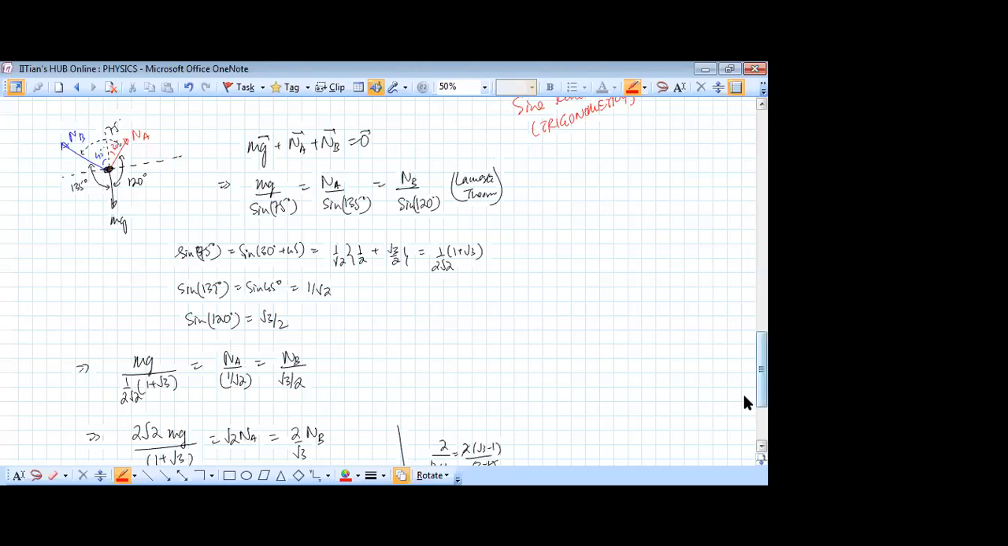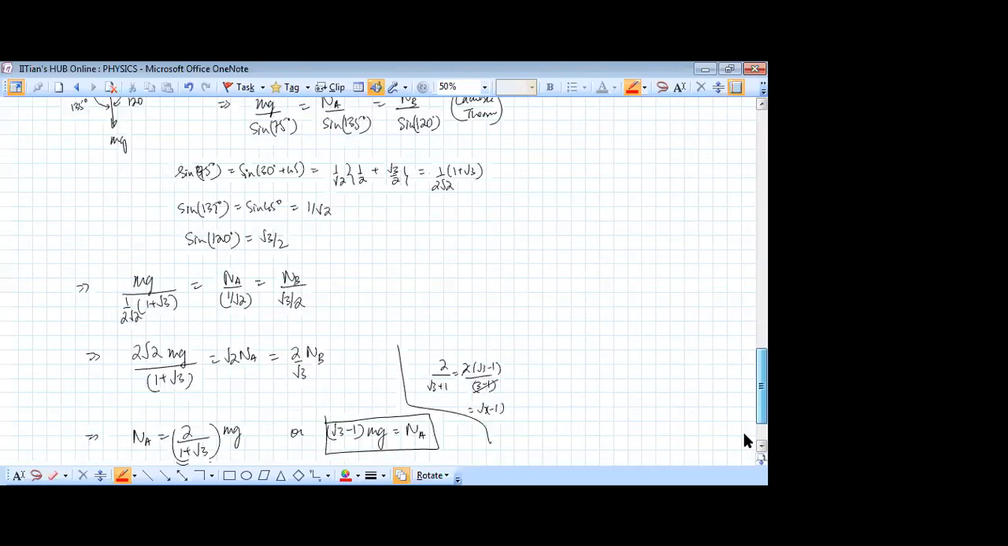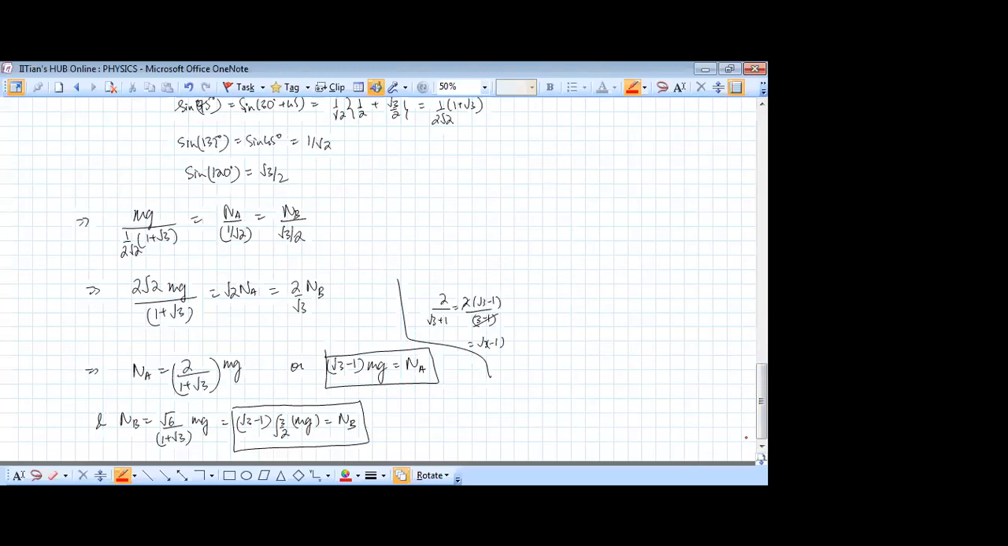Yes, Piyush, we will come to the component resolution method also. But as I said, whenever you are adding three forces to become 0, equilibrium of three forces, the first method of choice should be Lami's theorem. It's the simplest way. It's the easiest way of solving the question.